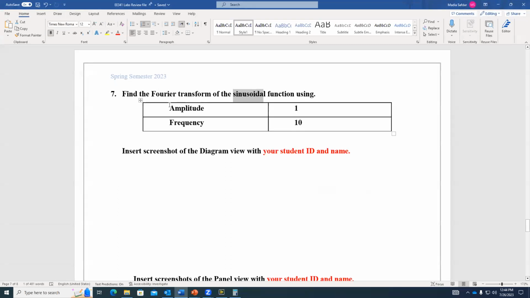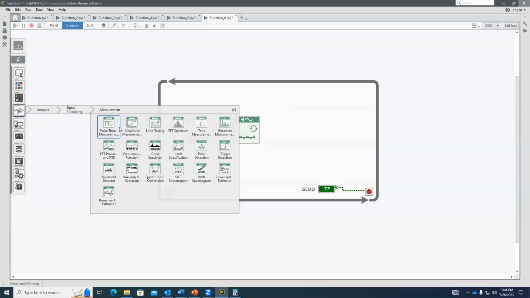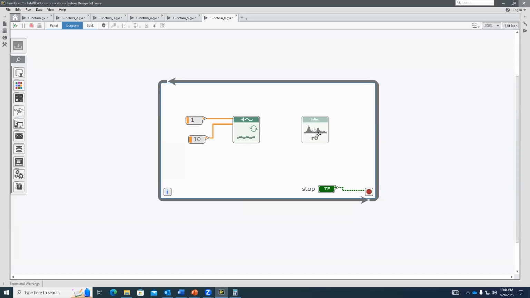I gave in the question amplitude is 1 and frequency is 10. So this is amplitude 1 and frequency is 10. Now this will give me output. For the Fourier transform, I will go to analysis, signal processing, measurement, FFT spectrum. I will connect it with this. This will give me the Fourier transform.